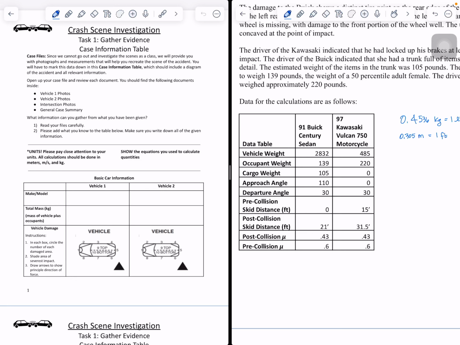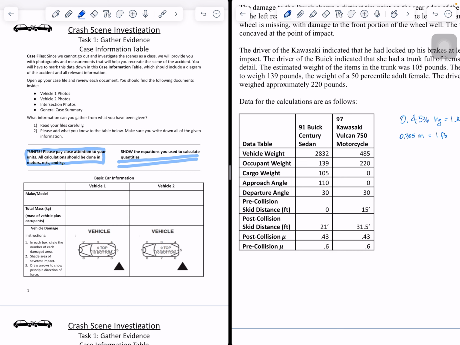So in this video, I'm going to show you how to fill out your case table so that you can get full credit, or if you make mistakes, you can maximize your credit. If you look at the orange sheet that you have, notice that you have to do your calculations in meters, kilograms, meters per second, etc. But you also need to show the equations you use to calculate the quantities. If you don't have those and you get it wrong, it's just a flat out zero.